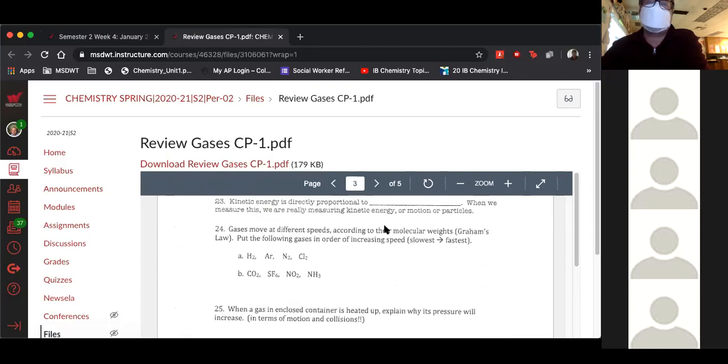Gases move at different speeds according to their molecular weight. Put the following gases in order of increasing speed, slowest to fastest. So you will need to look at the molecular weights of all these, and the lower the weight, the faster it's going to be. So hydrogen here would be the fastest. And then it looks like nitrogen, 28, would be second fastest, then argon would be third fastest, and then chlorine at 70.9 would be the slowest.